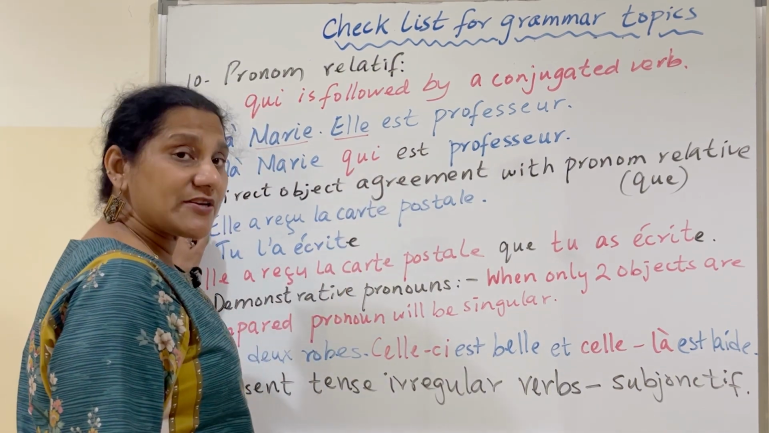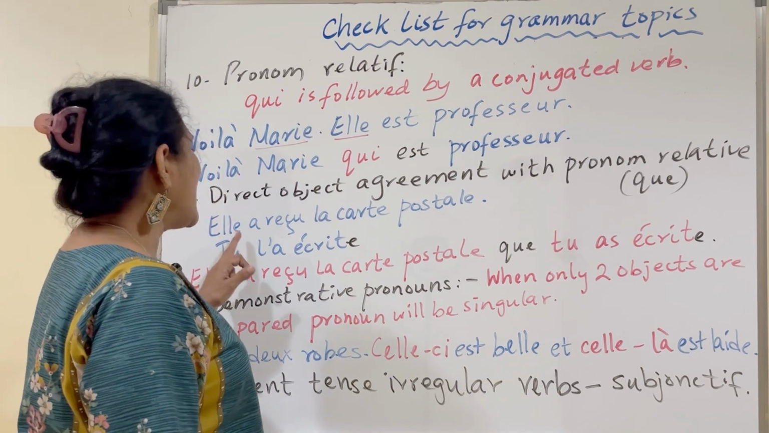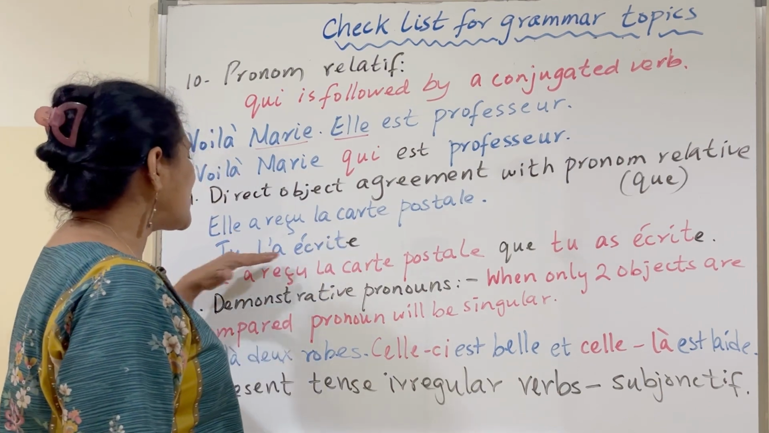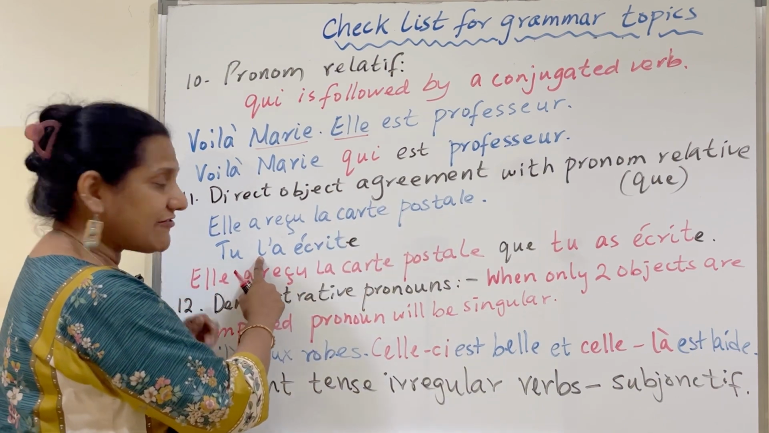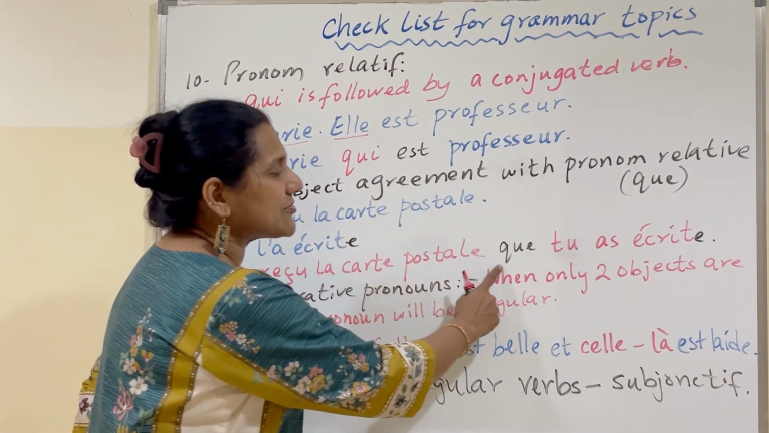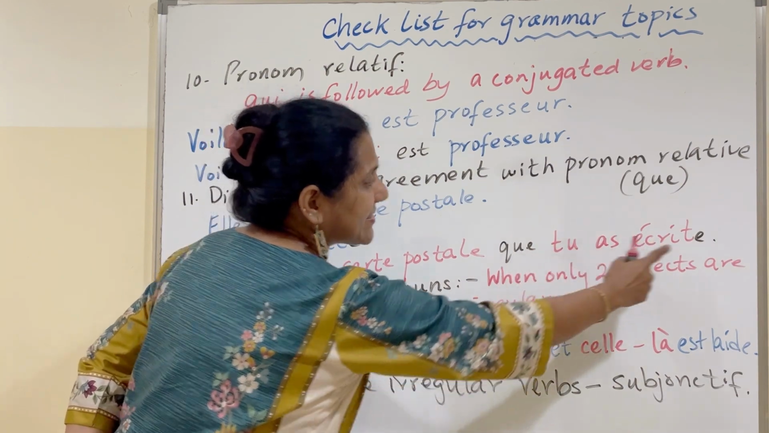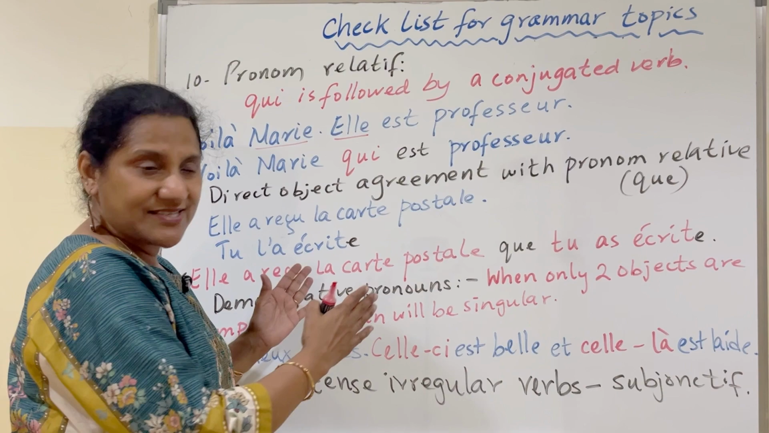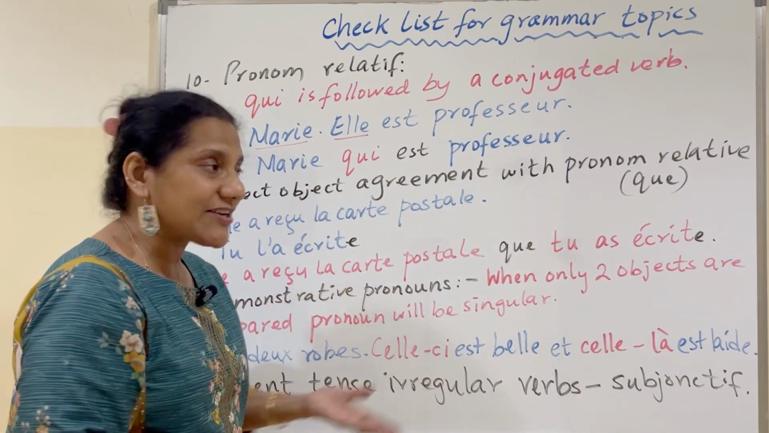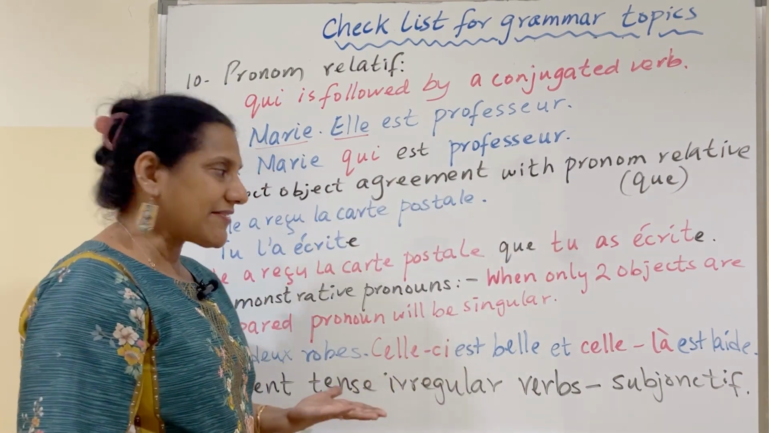Direct object agreement with pronom relatif que. Elle a reçu la carte postale, tu l'as écrite. So the common noun is la carte postale, elle apostrophe. So elle a reçu la carte postale que tu as écrite. Careful, pronom relatif also, because que is replacing the direct object, there's going to be a direct object agreement.